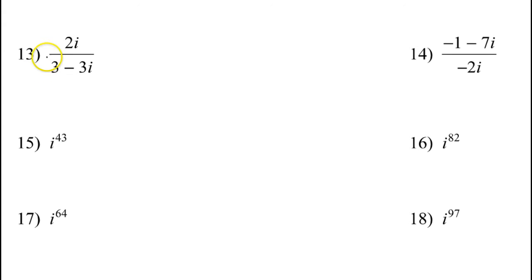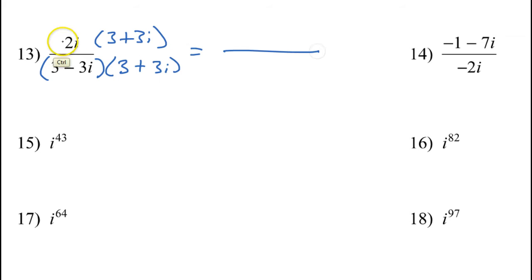Number 13, again we must multiply by the conjugate of the denominator. So 3 plus 3i is the conjugate. We will do the same in the numerator, 3 plus 3i. So in the numerator, it's just going to be a distributive type situation. So we will have 6i plus 6i squared. Interesting. And then in the denominator, I've got 3 times 3 is 9.